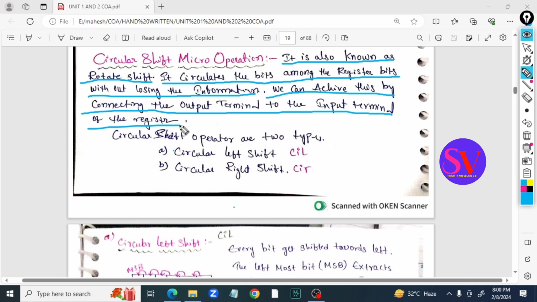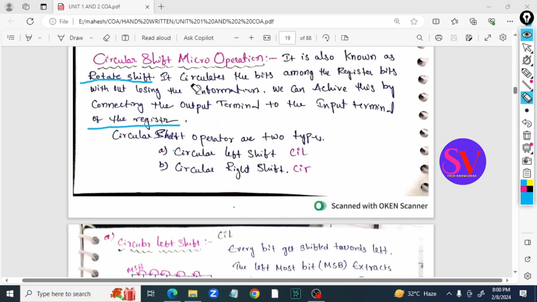So, when you think of data structures, it is like a circular linked list. And the first bit and last bit will be connected to each other. I mean the output terminal and input terminal will be connected. Okay, we will discuss clearly, don't worry.